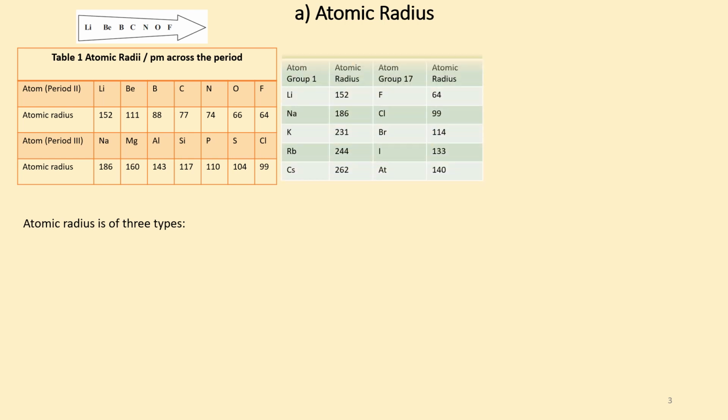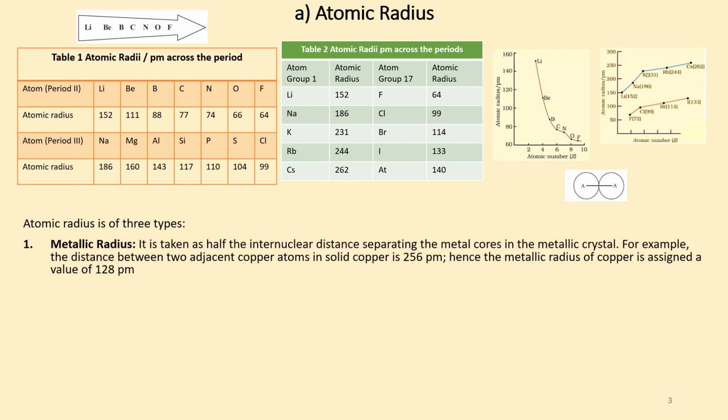Atomic radius is of 3 types. Metallic radius is taken as half the internuclear distance separating the metal cores in the metallic crystal. For example, the distance between two adjacent copper atoms in solid copper is 256 picometers. Hence, the metallic radius of copper is assigned a value of 128 picometers.